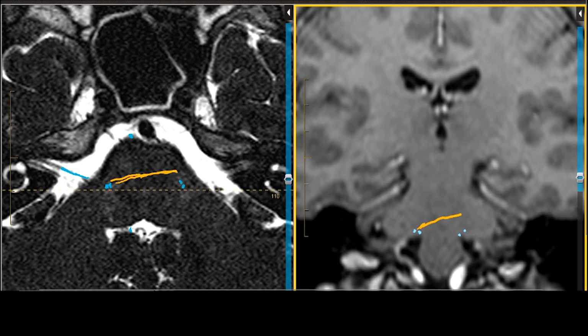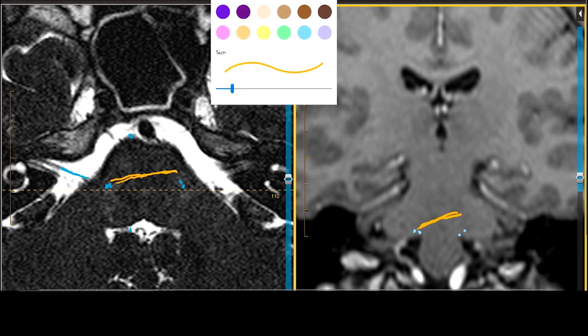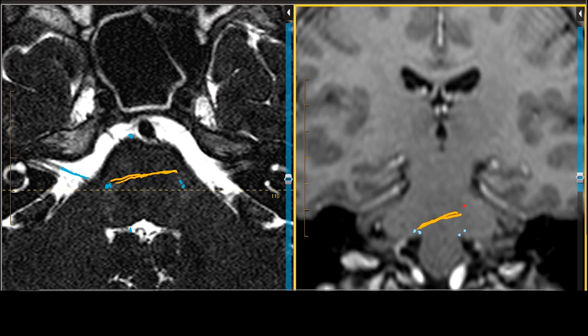Comes over to the side. Not only does it have a slight anterior course, it also has a slight superior course. And then it connects with the superior olivary nucleus. And there is a lateral and a medial one.